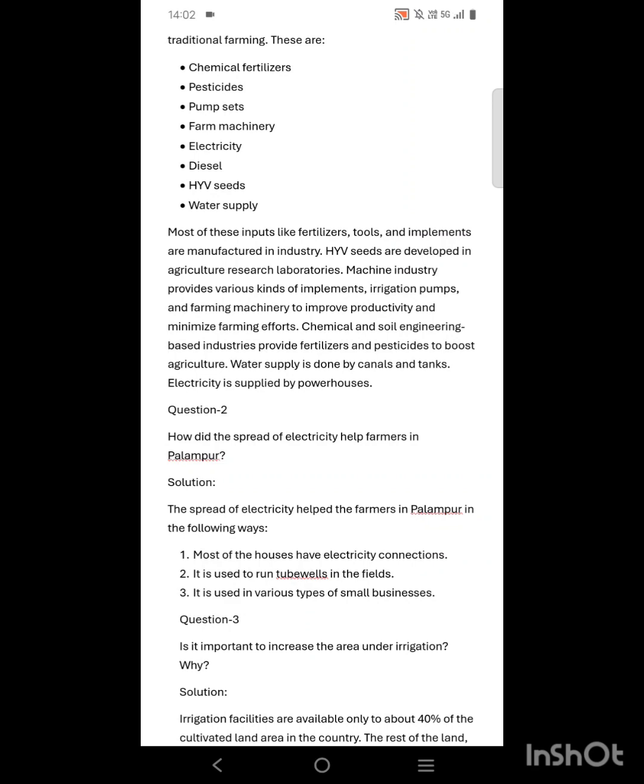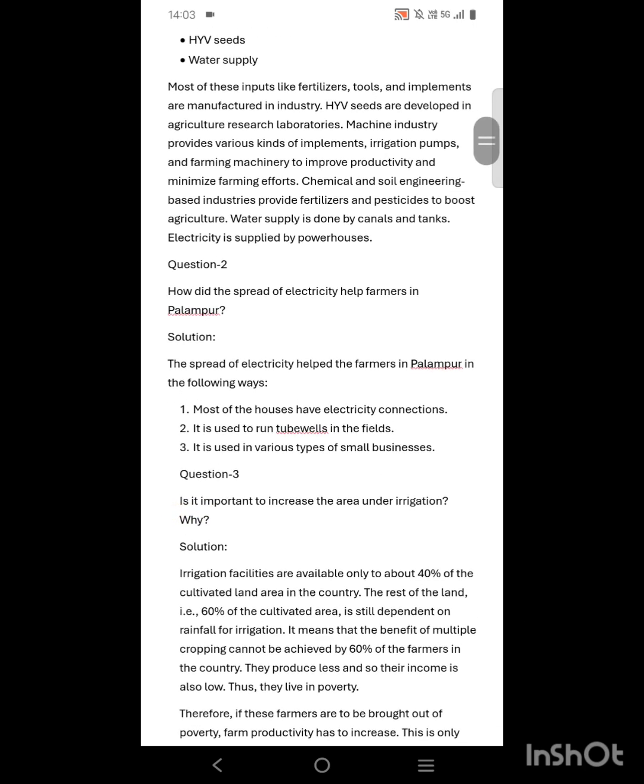Yes, we all know that electricity is generally supplied by powerhouses, but in some cases the areas which are more developed actually use water or thermal energy to generate electricity. They are generating electricity through non-renewable resources which are actually abundant in nature.